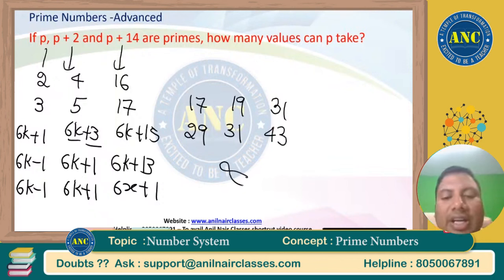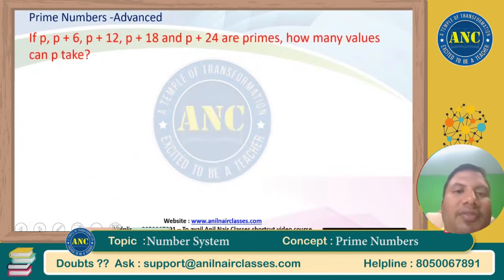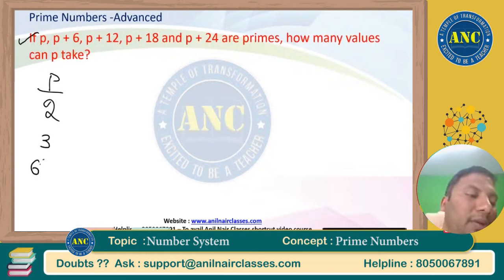29, 31, 43. Like that there exist so many 2-digit numbers which satisfy this question. 2 digits it satisfies, 3 digits it satisfies, and so on. It is infinite. This model we covered. This model also we covered. P take 2, P take 3. Any prime number greater than 3 is 6k minus 1 or 6k plus 1.